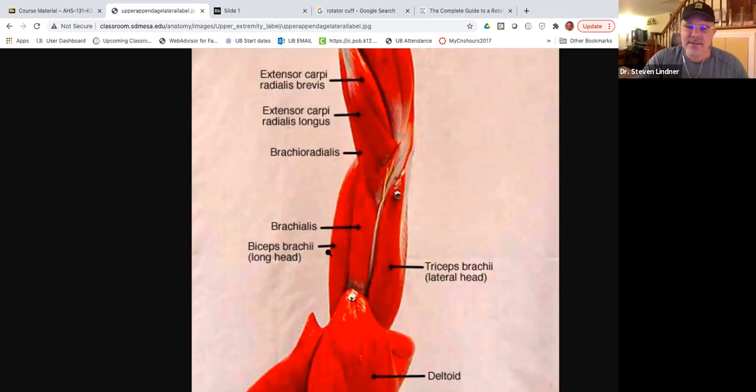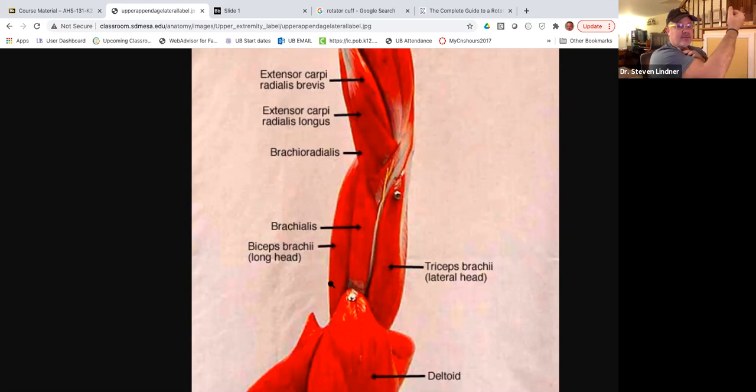These are antagonists. The biceps and triceps are antagonists. One's on the anterior, one's on the posterior, so they're going to do opposite things. Because the biceps crosses the shoulder and the elbow, Lindner's rule is that if it crosses the joint, it has to move the joint. So if a muscle crosses the shoulder, it's got to move the shoulder. If a muscle crosses the elbow, it's got to move the elbow. Well, how is it going to move it? Well, at the shoulder, since it's in front, it's going to flex the shoulder.